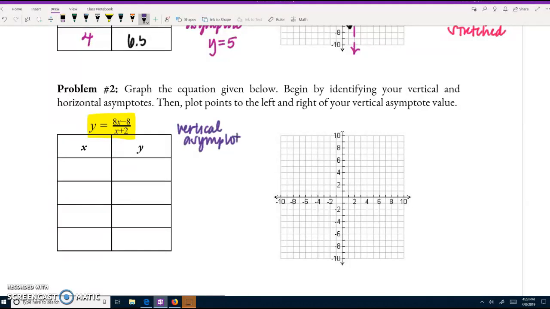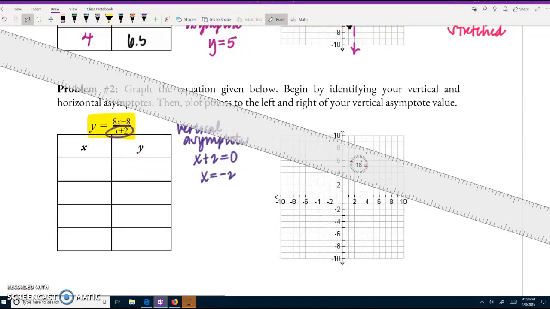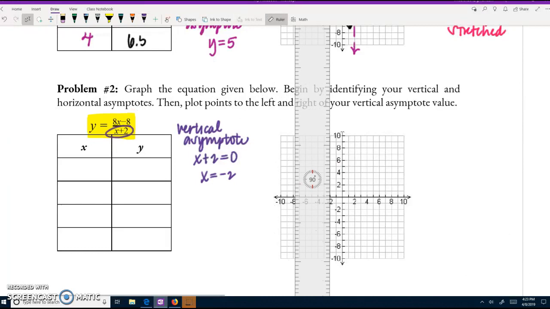And that still happens by taking a look at the denominator and setting it equal to 0. So x plus 2 equals 0, which means that my vertical asymptote occurs when x is equal to -2. So you want to find -2 and then just graph your vertical line right in there.